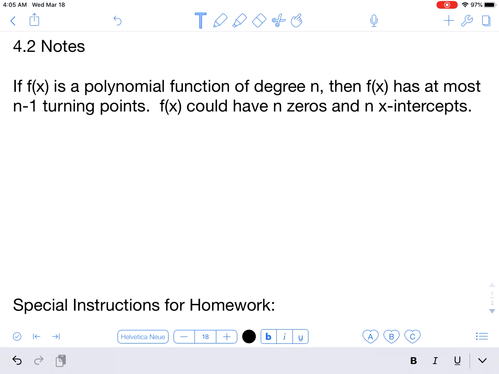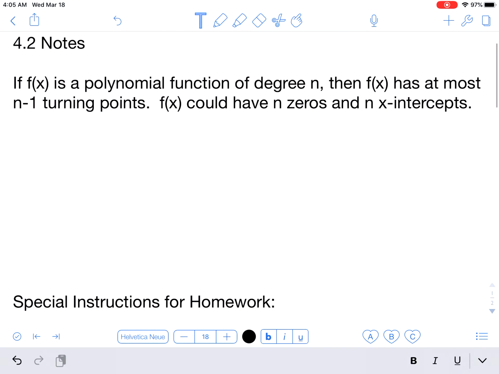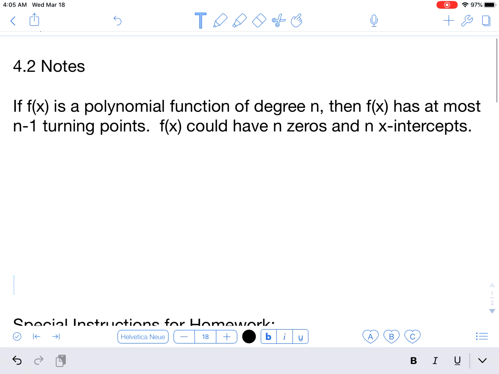So here are the notes for section 4.2. This is a calculator section. So the notes are pretty short.